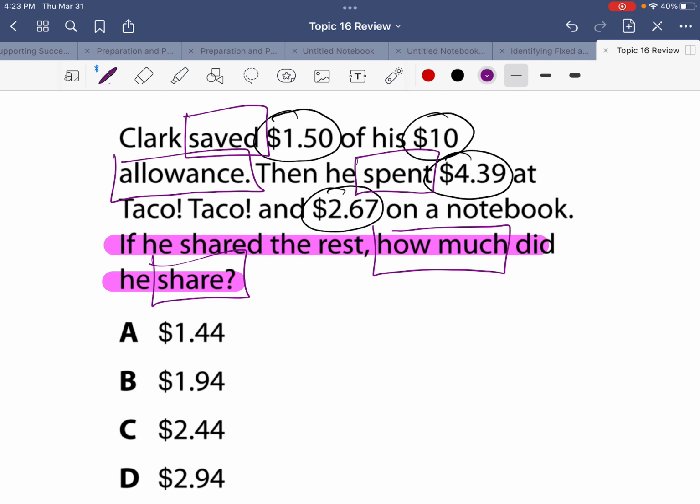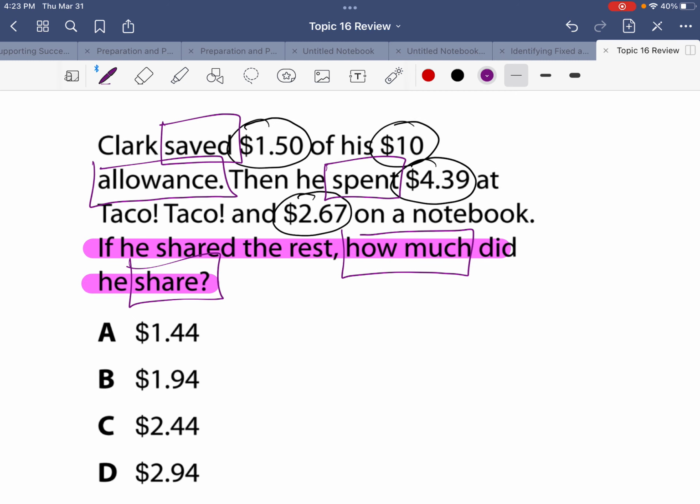Okay, if you don't understand it, reread it again. He saved $1.50 of his $10 allowance. Then he spent $4.39, and then he also spent $2.67. So this is a two-step problem. To figure out how much he shared, I first need to add what he saved and what he spent.